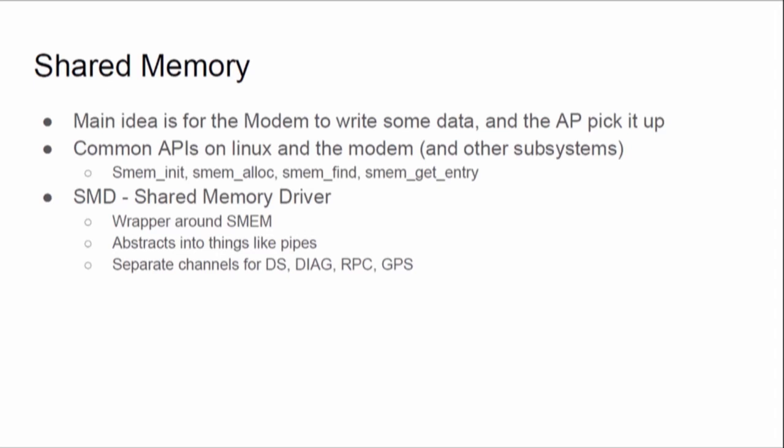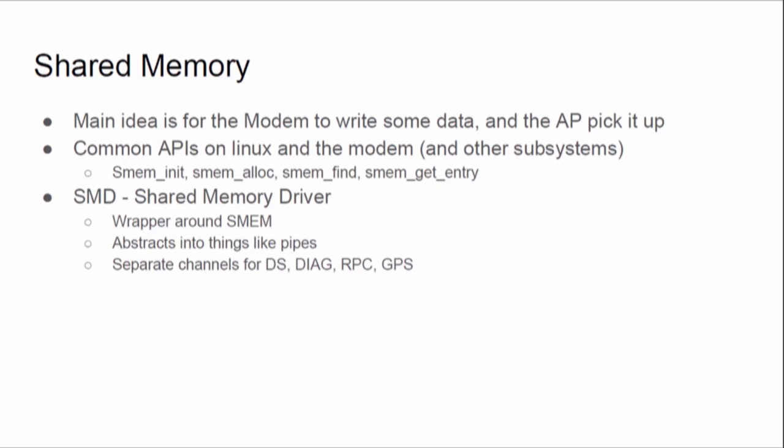Each of your AMSS tasks has its own separate two-way channel over this shared memory interface. So your diagnostics has a set of channels, and that's where it passes information. Remote procedure calls have their own set of channels. Your GPS has its own set of channels.